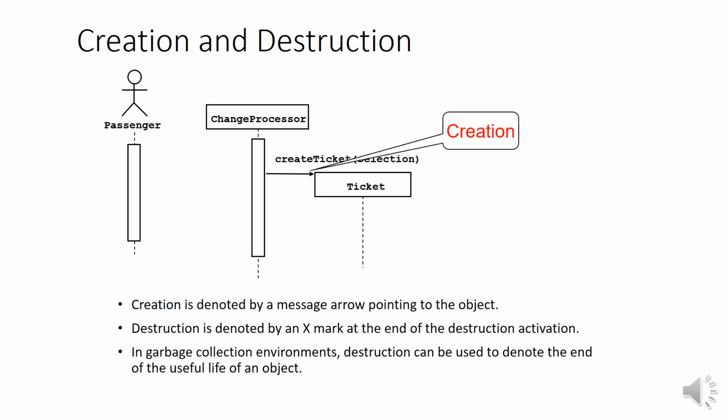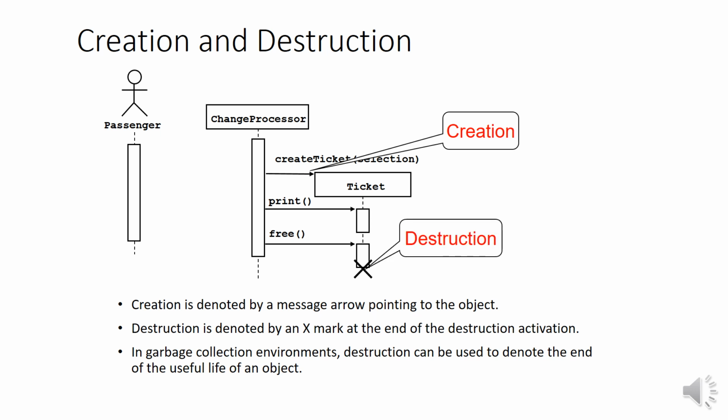This sequence diagram represents create and destroy message. In this, the change processor object has created the ticket object, and then the ticket is printed, and then the ticket object is destroyed. You can represent the stereotypes here as well, create and destroy. In the next part of the video, I will explain sequence diagram with the help of a case study.